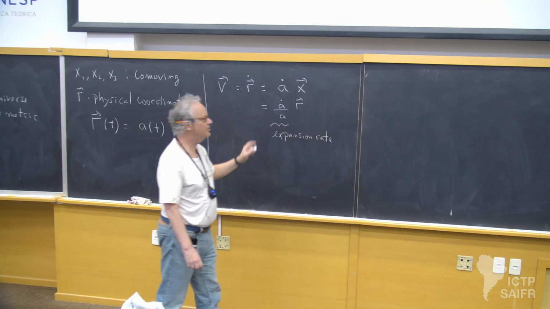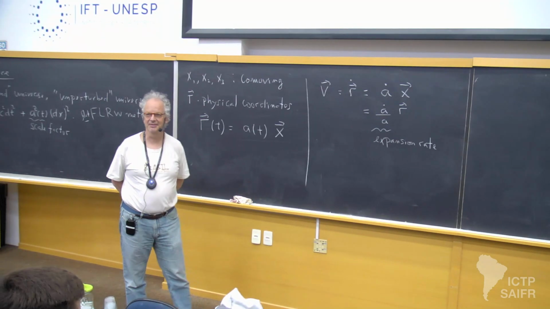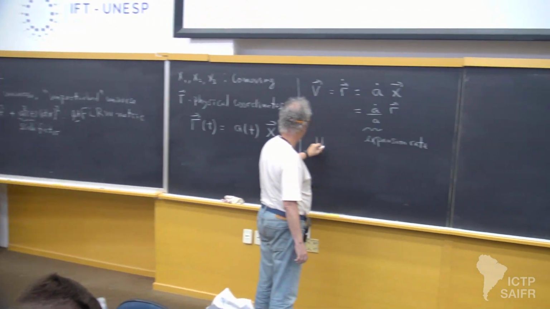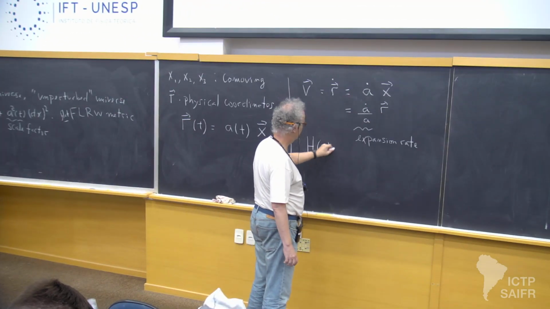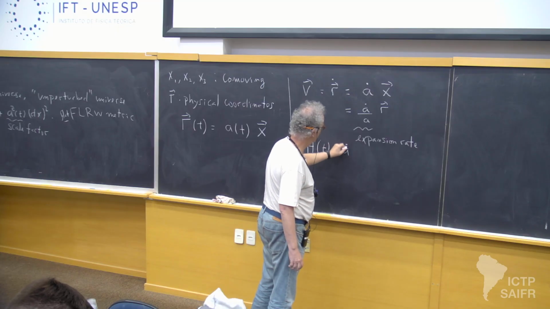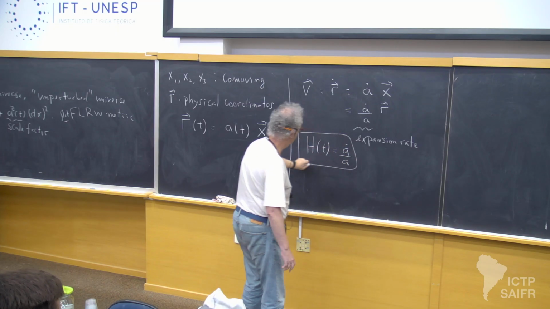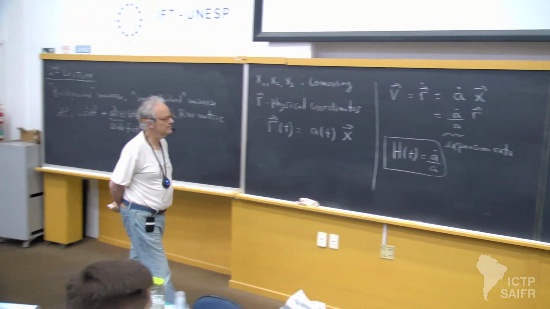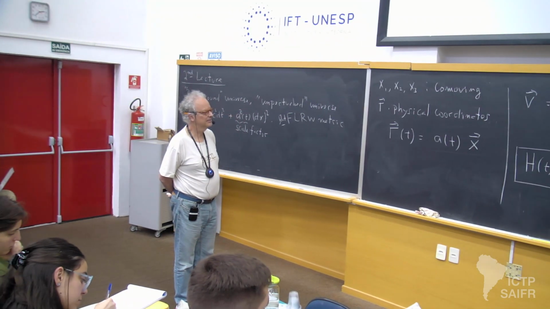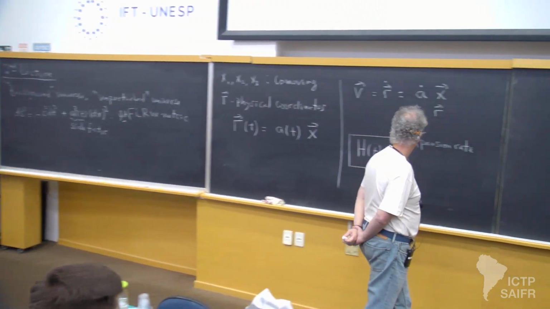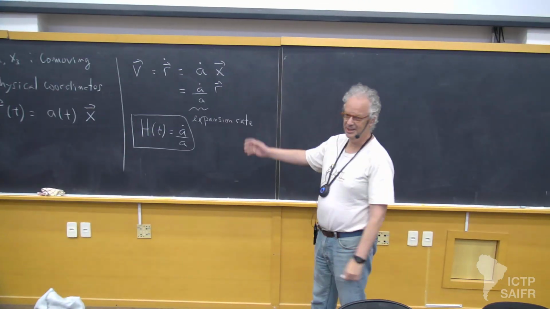And this has a special name in cosmology. This is Hubble, which is a function of time, it's A dot over A. So this is the expansion rate of the universe. And we're going to use this a lot of times, okay? So if this is the first time you're seeing this, this is Hubble.